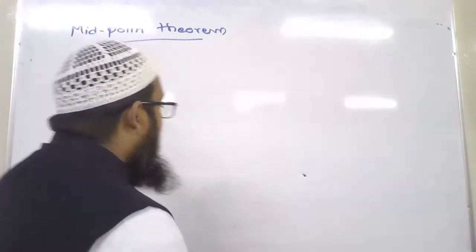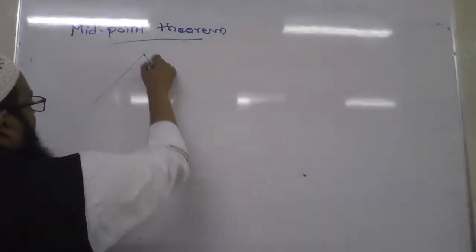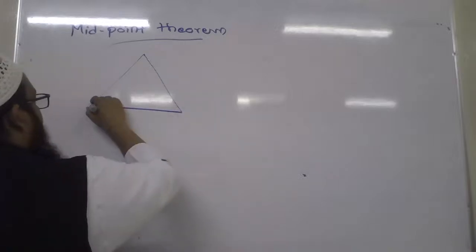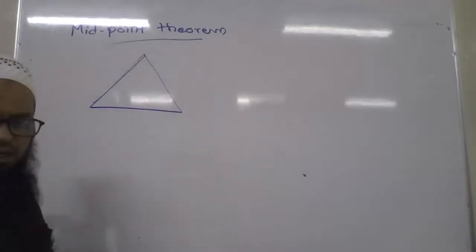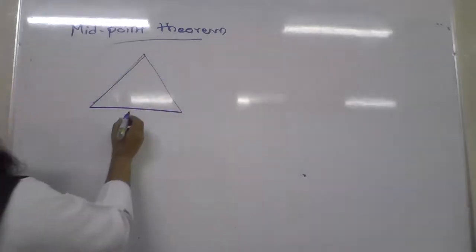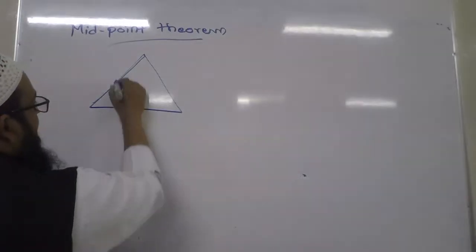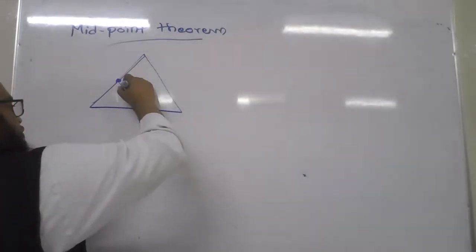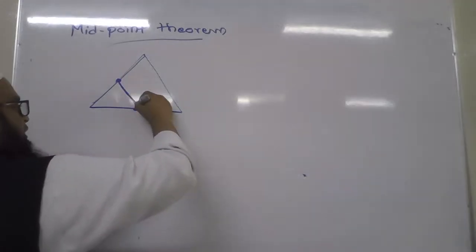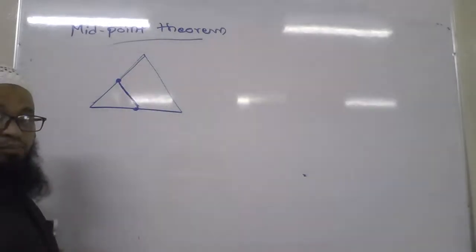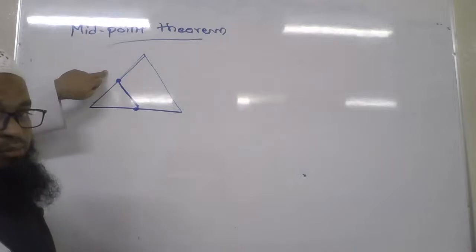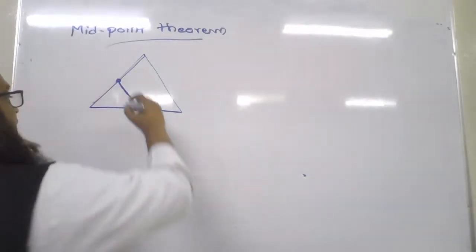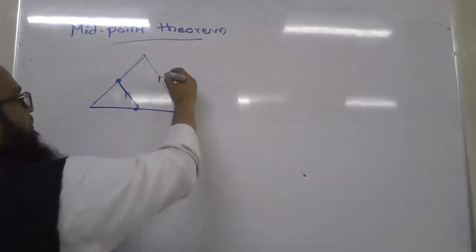Good, Sriram. So if you take any triangle, for example, take any triangle. Now in this triangle, let me take any two midpoints. This is a midpoint and this is a midpoint. If I join these two midpoints, so if I know that these two are midpoints, then the line joining the midpoints and the third side will be parallel.